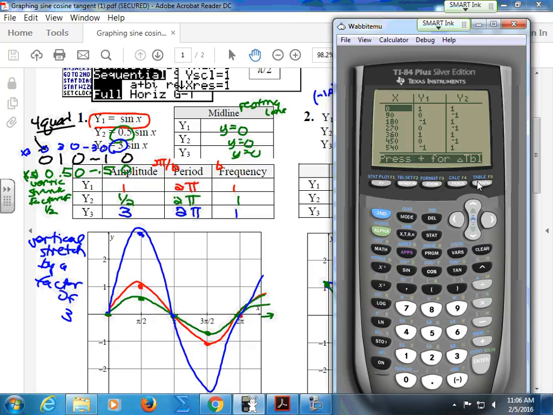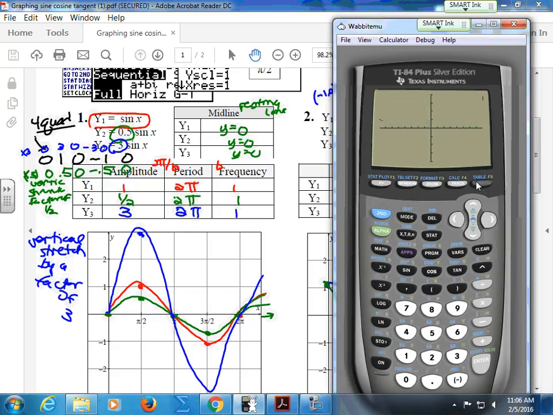So now, go back here, change your x scale. Your period was 180, right? How many quadrants do you have to go through in 180? How many quadrants in a full circle? 4. So every 180 I have to do 4. So what's 180 divided by 4? 45. So watch. If I change this scale to 45, here's my window.